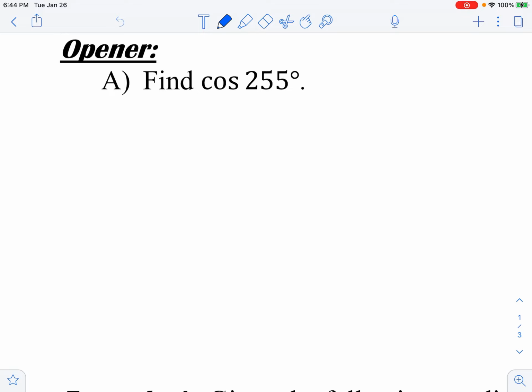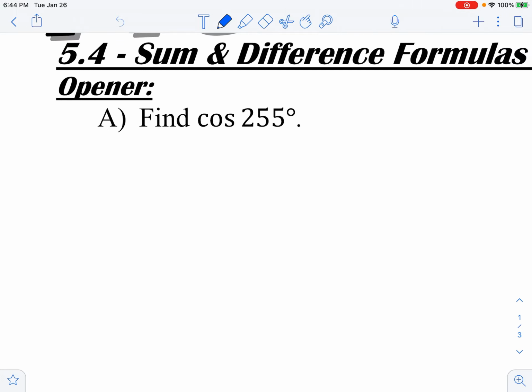So you should notice that 255 is not an angle that we have memorized from the unit circle, but there are two angles that we have memorized that add to 255. There's actually multiple that either add or subtract to give you 255. Once again, if you're having trouble thinking of two angles, start with 30. Then if it doesn't work, move on to 45. If it doesn't work, move on to 60 and use it like that if you're having issues.